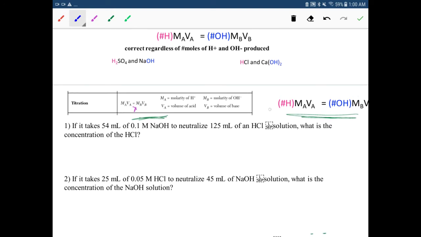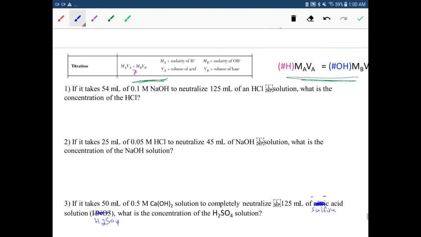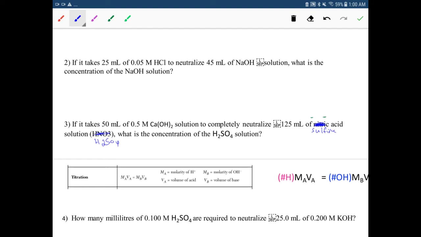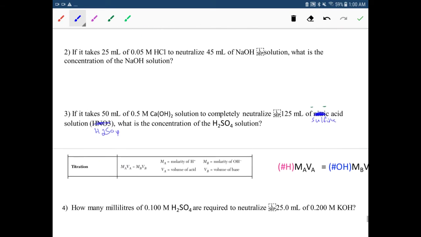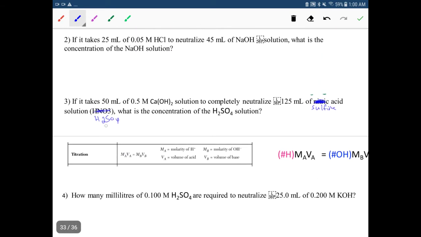This here, you have to use only when the number of H's and number of OH's are different in the acid and base. So you can either use this or this, whatever formula you like. But in our case, in H2SO4 there are 2 H's, in CaOH2 there are 2 OH's. So the number of OH's is equal to the number of H's. So it's okay to use the titration formula given in your reference table. So I'm going to use that one. Okay, so I'm solving for number 3 now.